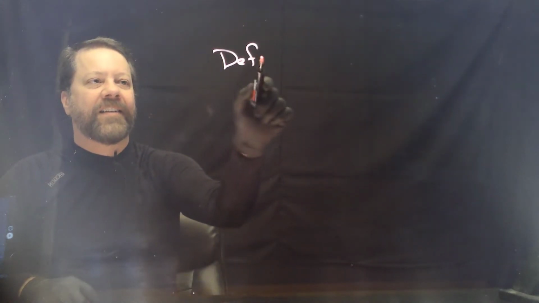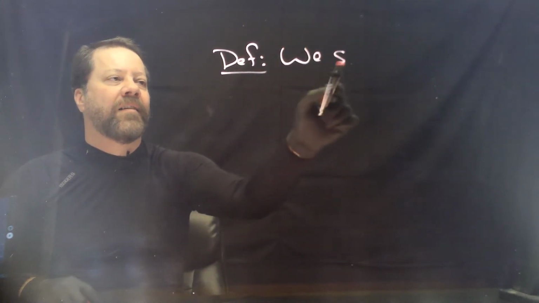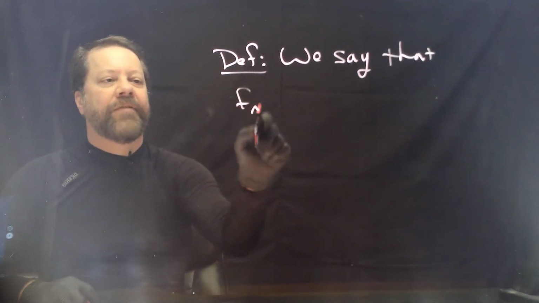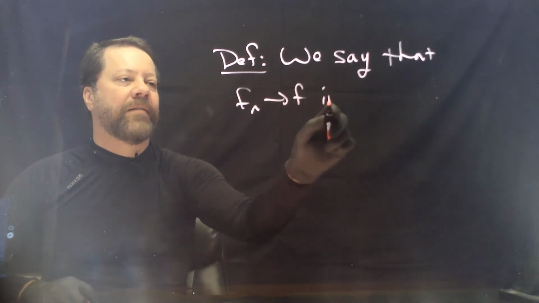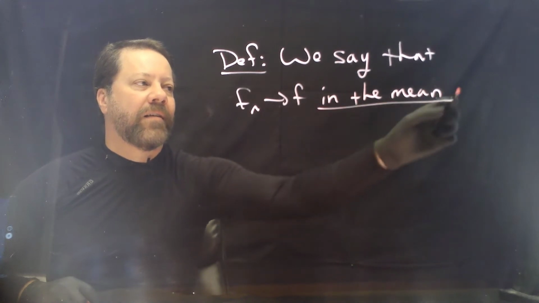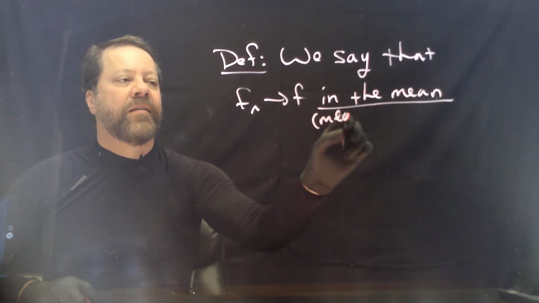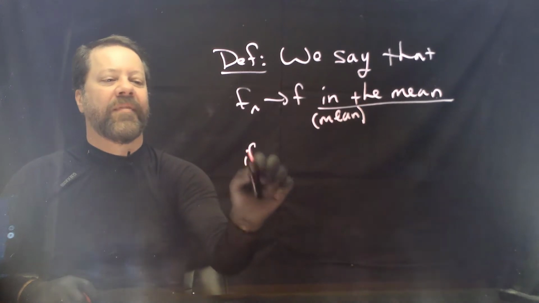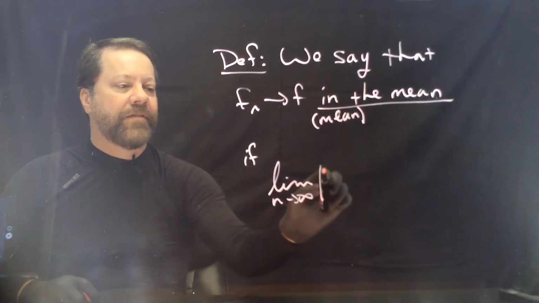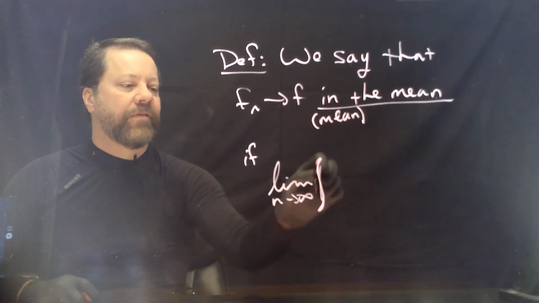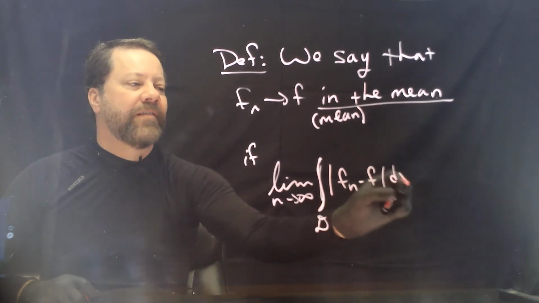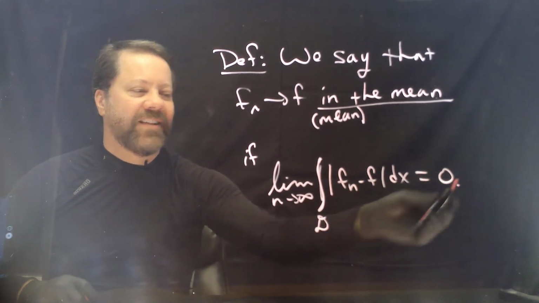On the other hand, we say that f_n converges to f in the mean, or we'll just write mean, if we take the limit as n goes to infinity of the integral over this domain of the absolute value of f_n minus f, if that limit is 0.